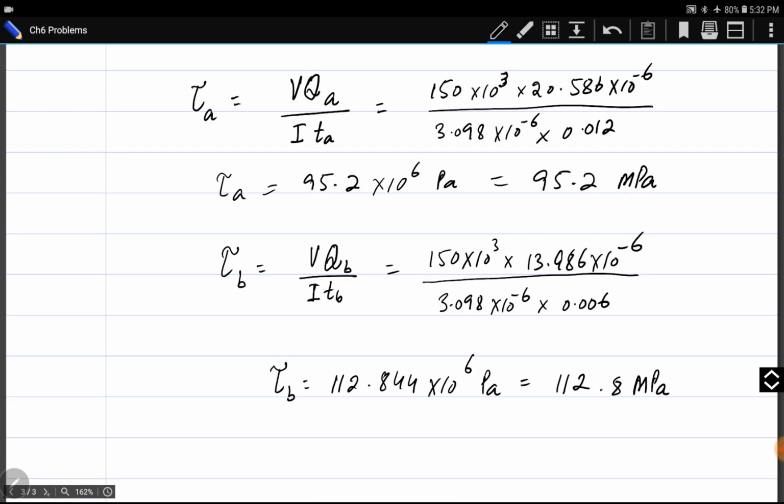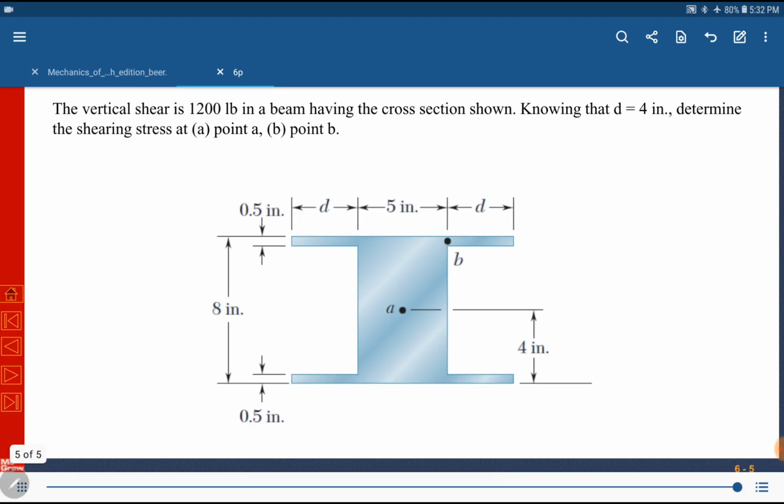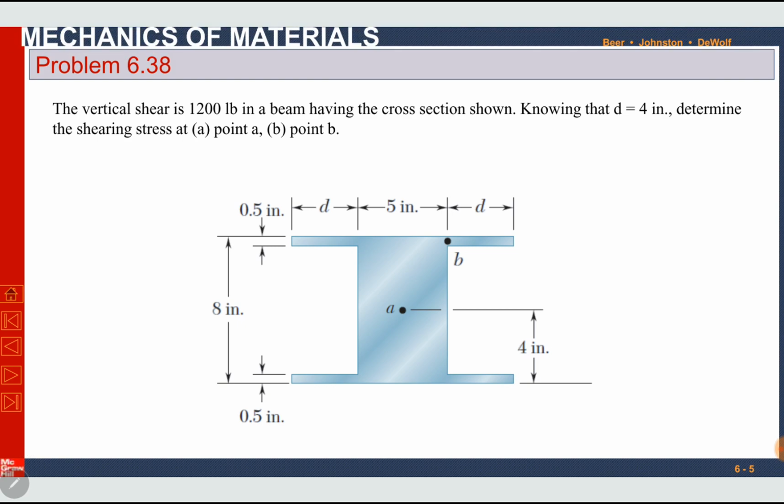Okay, I will move towards the next problem, which is problem number 638. I have chosen this problem for this lecture. The vertical shear is 1200 pounds in a beam having a cross section shown. Knowing that D is equal to 4 inches, determine the shearing stress at point A and point B. Vertical shear force is given to us, V. This D is equal to 4 inches. This is also 4 inches. We have to find stress at point B and point A.